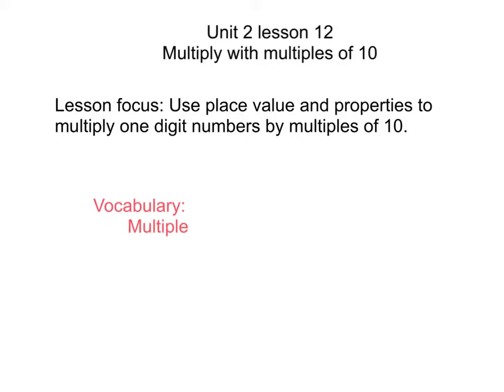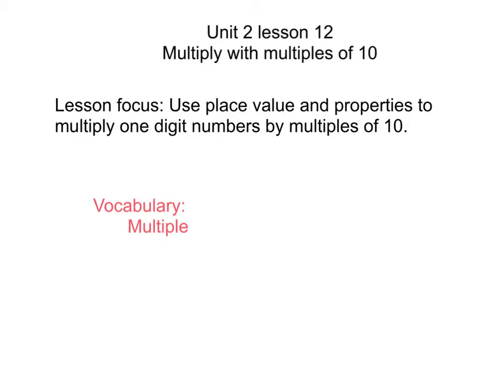Okay, so we're doing Unit 2, Lesson 12, multiply with multiples of 10. The lesson focus is to use place value and properties to multiply one-digit numbers by multiples of 10. So a multiple of 10 is a number that happens when you multiply by 10. So 10, 20, 30, 40, 50, 60, 70, 80, 90, 100.